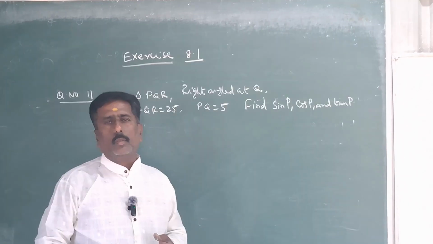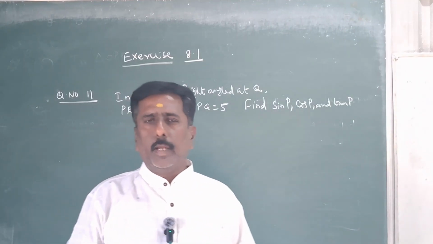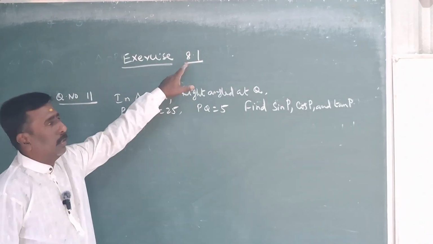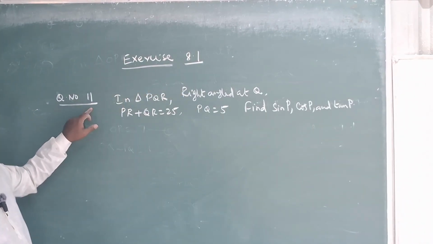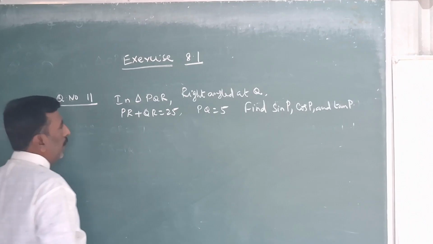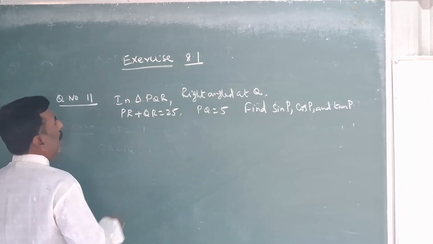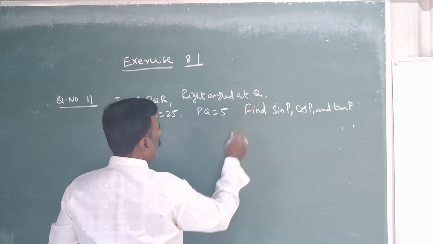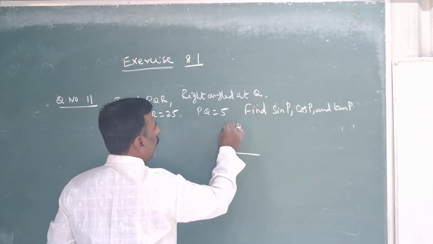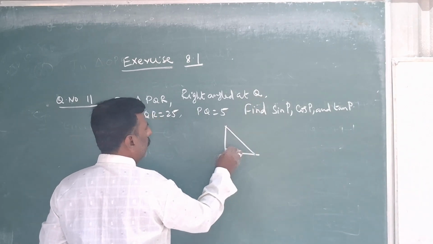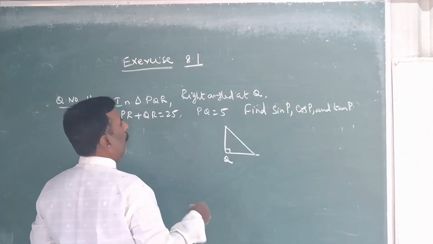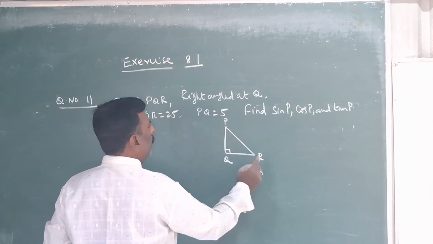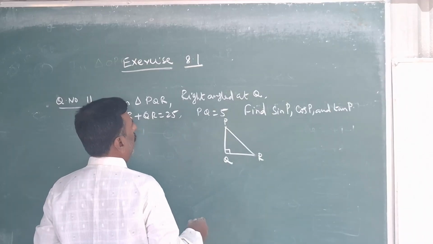Okay. The next very important question for board examination is the first exercise 8.1, question number 11. Same as the previous model, only in triangle PQR, right angle at Q. So first of all I am going to draw one right angle triangle which is right angle at Q. Then the remaining PR you can put anywhere. I put PR here, and if you put P here and R there, no problem.